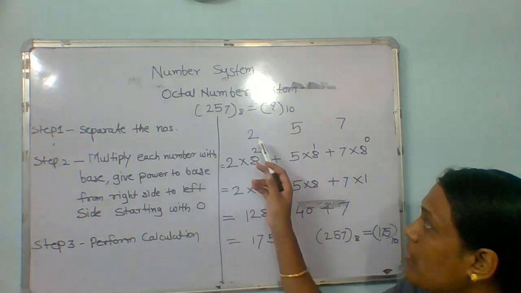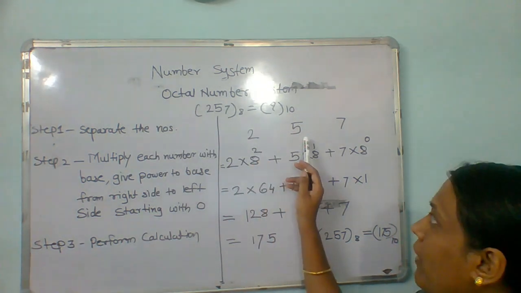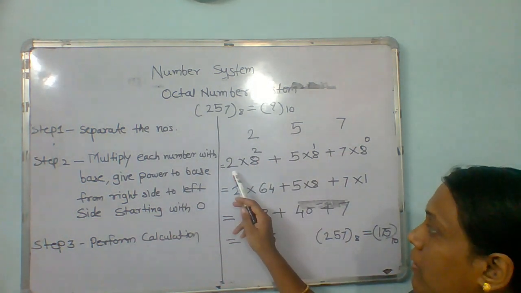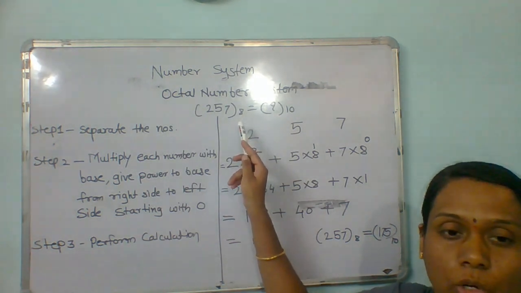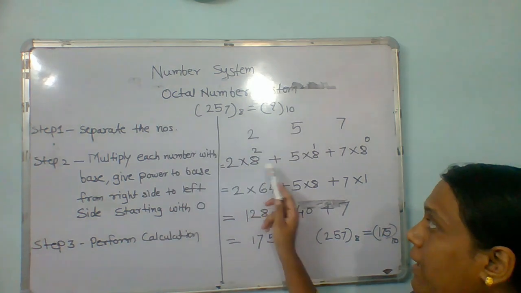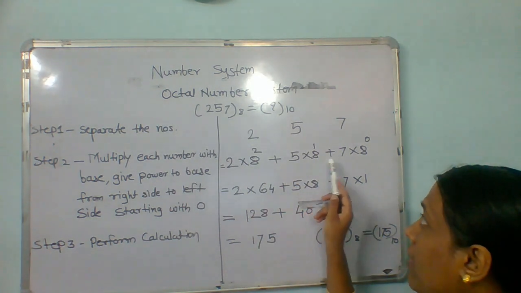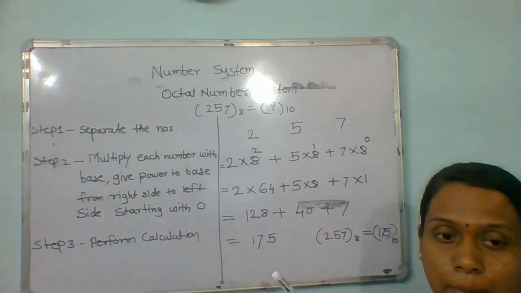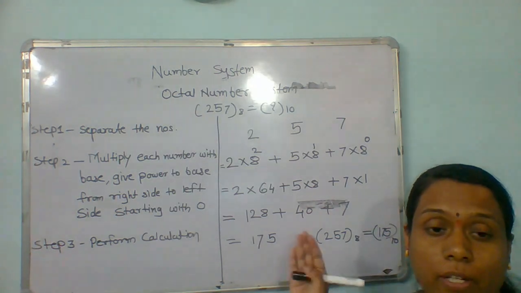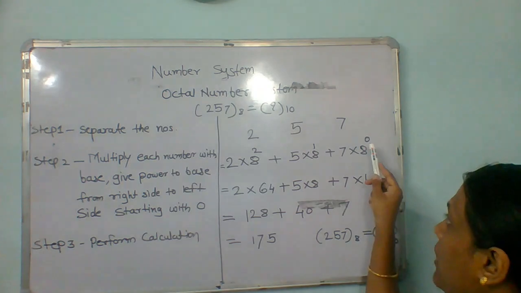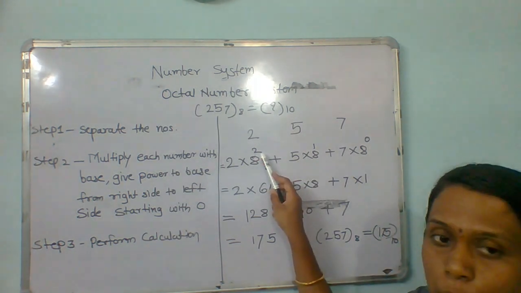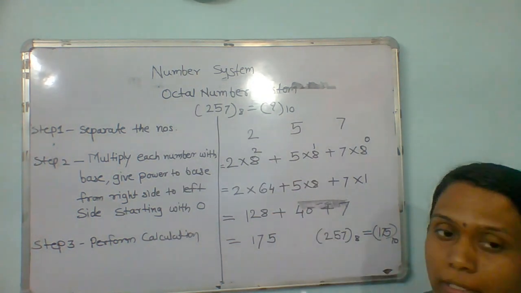First we separate the number: 2, 5, 7. Then multiply with the base. The base of the number is 8, as it is an octal number system. So 2 into 8, plus 5 into 8, plus 7 into 8, giving the power from right to left starting with 0. So 0, 1 and 2. Okay, now perform the calculations.